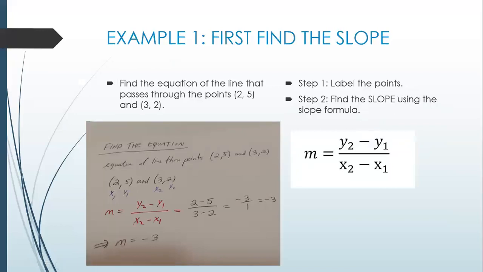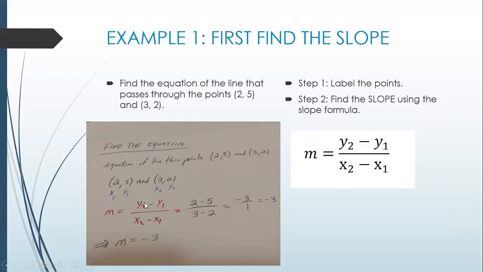So I'll break this into 2 steps. Step number 1, essentially: first, find the slope. How do you find the slope? Well, you go through the same steps. You label the points, you find the slope. So we have x1, y1, x2, y2: 2, 5, 3, 2. The slope is y2 minus y1 over x2 minus x1. That's the slope formula.